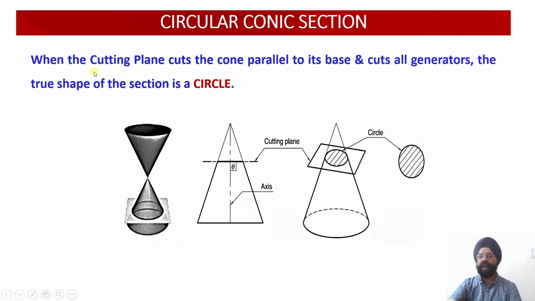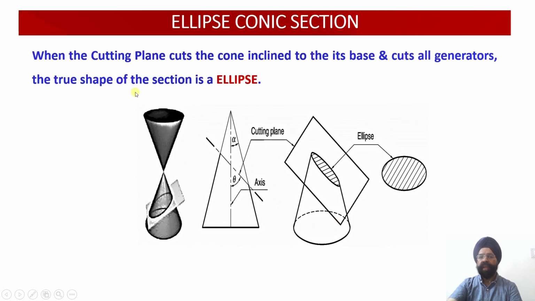So whenever you cut the cone parallel to the base or perpendicular to the axis, just see, this is the axis. We are cutting the cone perpendicular to the axis. So the resultant true shape of the cut section will be a circle, and this will be available in the top view.